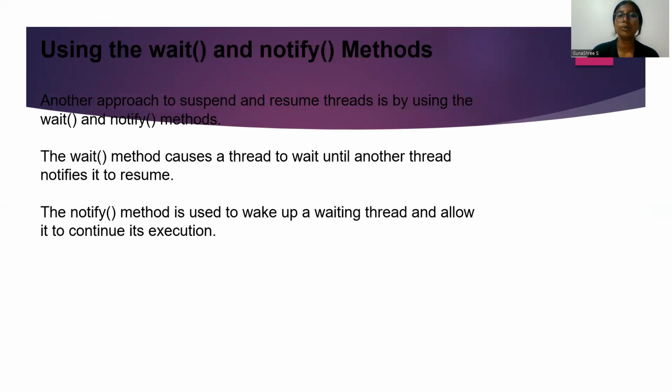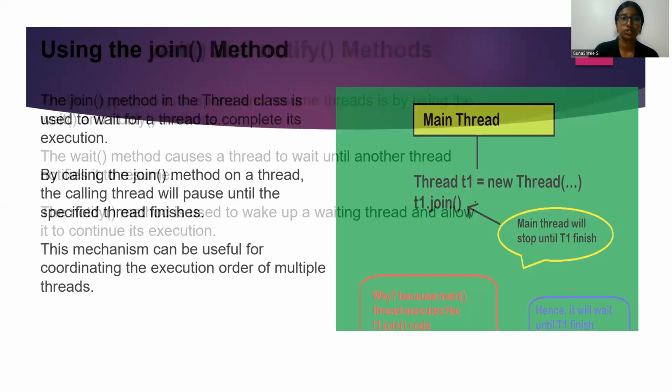Using the wait and notify methods. One approach to suspend or resume a thread is by using the wait and notify methods. The wait method will cause a thread to wait until another thread notifies it to resume, whereas the notify method is used to wake up a waiting thread and allow it to continue its execution.